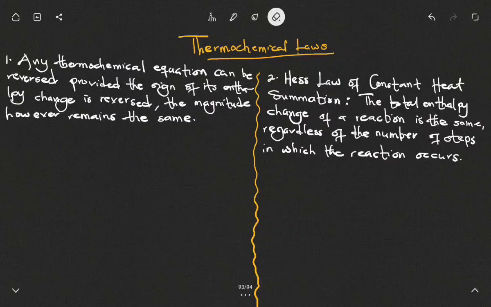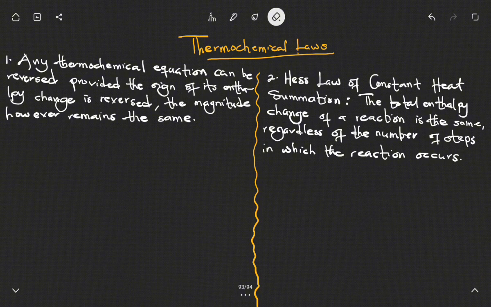In this video, we'll be looking at some thermochemical laws. It is important to be able to determine the enthalpy change of a reaction to predict whether the reaction is going to be feasible or not. We need to know how much heat is going to be produced, and these thermochemical laws will help you to do that.